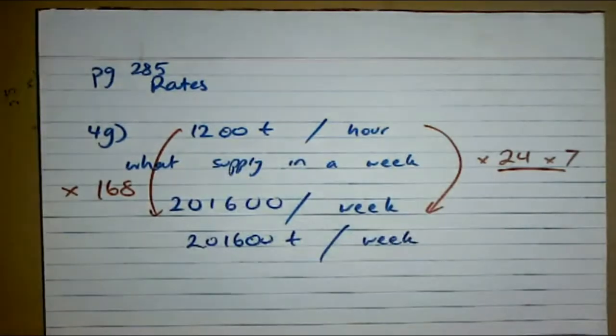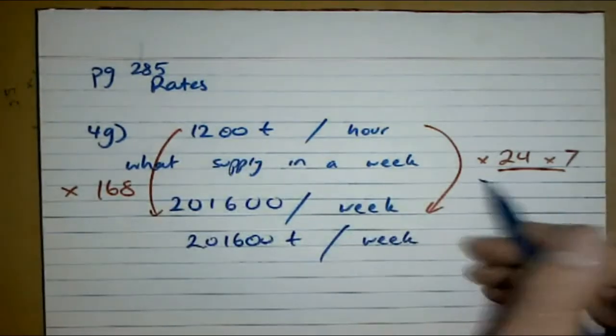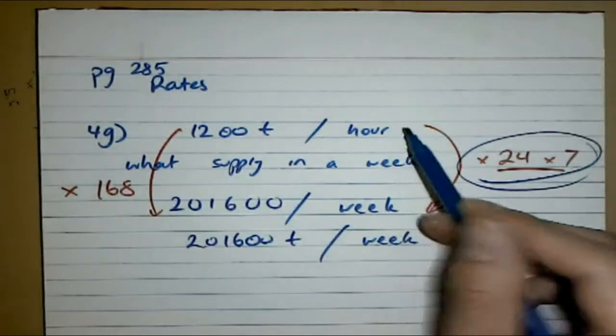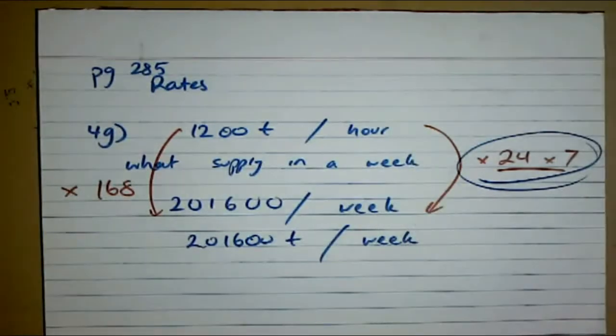But what would you times it by? The same multiplication you would need to get hours into a week. So 168. Yes. So you would get 1,200 times 168. Yes. Okay. All right.